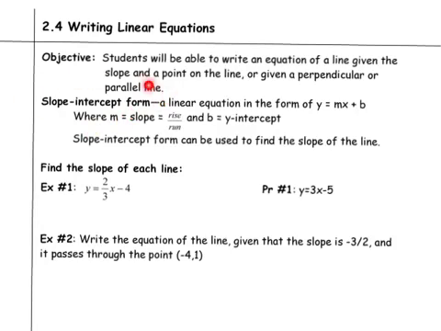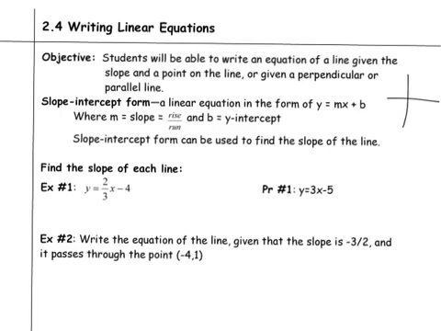The first form that we're going to talk about in this lesson is slope-intercept form. This is the one you're most familiar with, probably, y equals mx plus b, where m is the slope and b is the y-intercept. So that means if this is your graph, that's where it intercepts the y-axis. Okay?